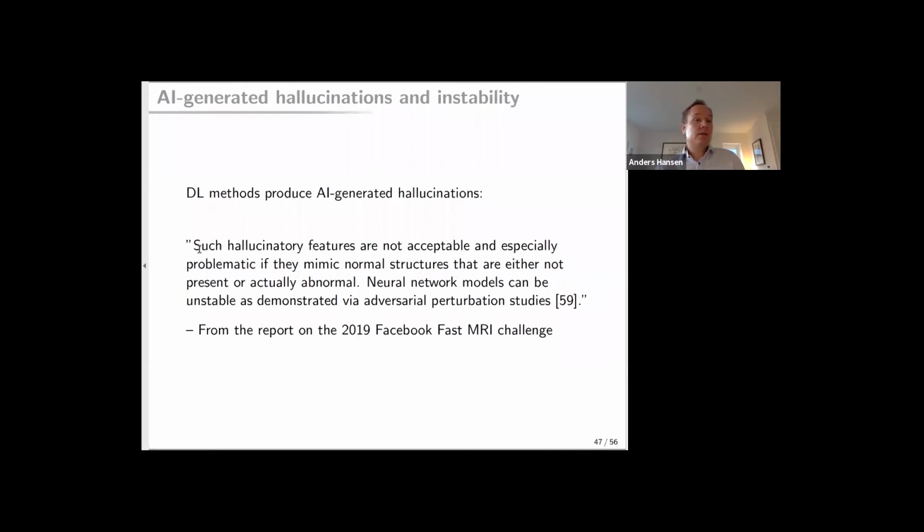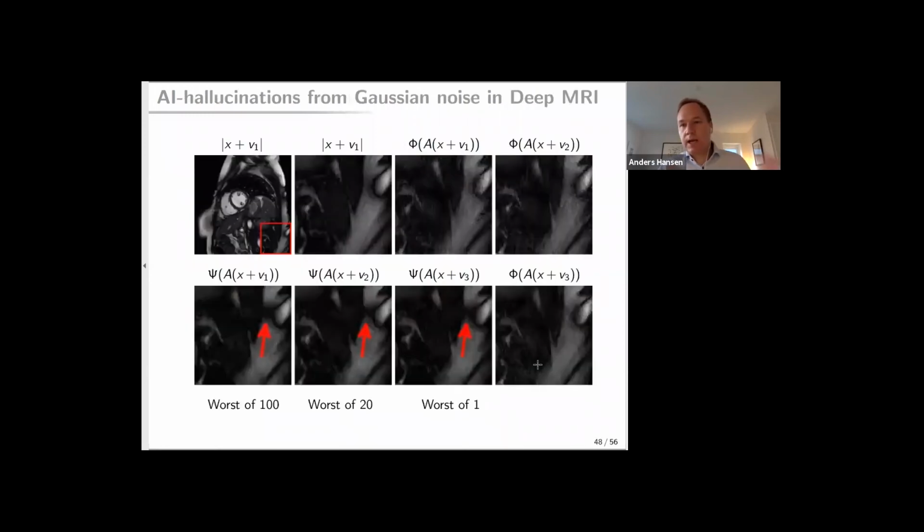And what it says is that such hallucinatory features are not acceptable and especially problematic if they mimic normal structures that are either not present or actually abnormal, just as we saw before. Neural network models can be unstable, as demonstrated via adversarial perturbation studies. And the 59 here is the paper we just discussed. So this is not mathematical mumbo jumbo. This is actually going on.